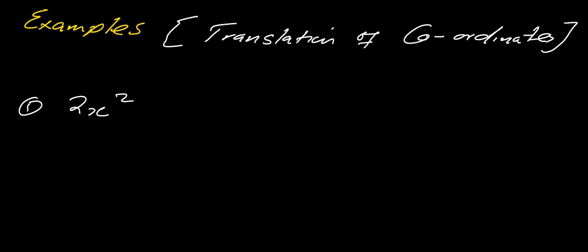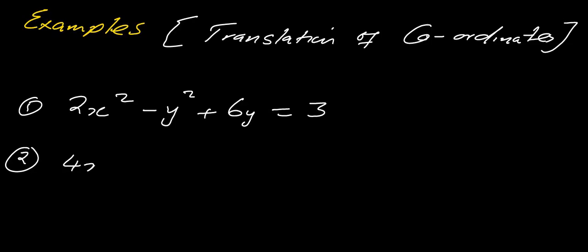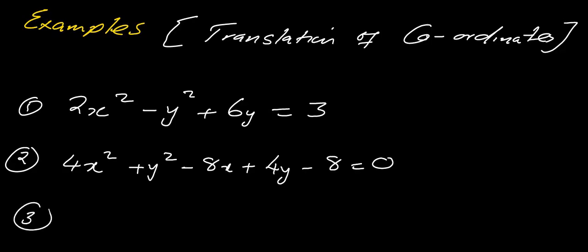The first one is 2x squared minus y squared plus 6y is equal to 3. And the second one, 4x squared plus y squared minus 8x plus 4y minus 8 is equal to 0. Then the last one is x squared plus 2y plus 2x is equal to 1.